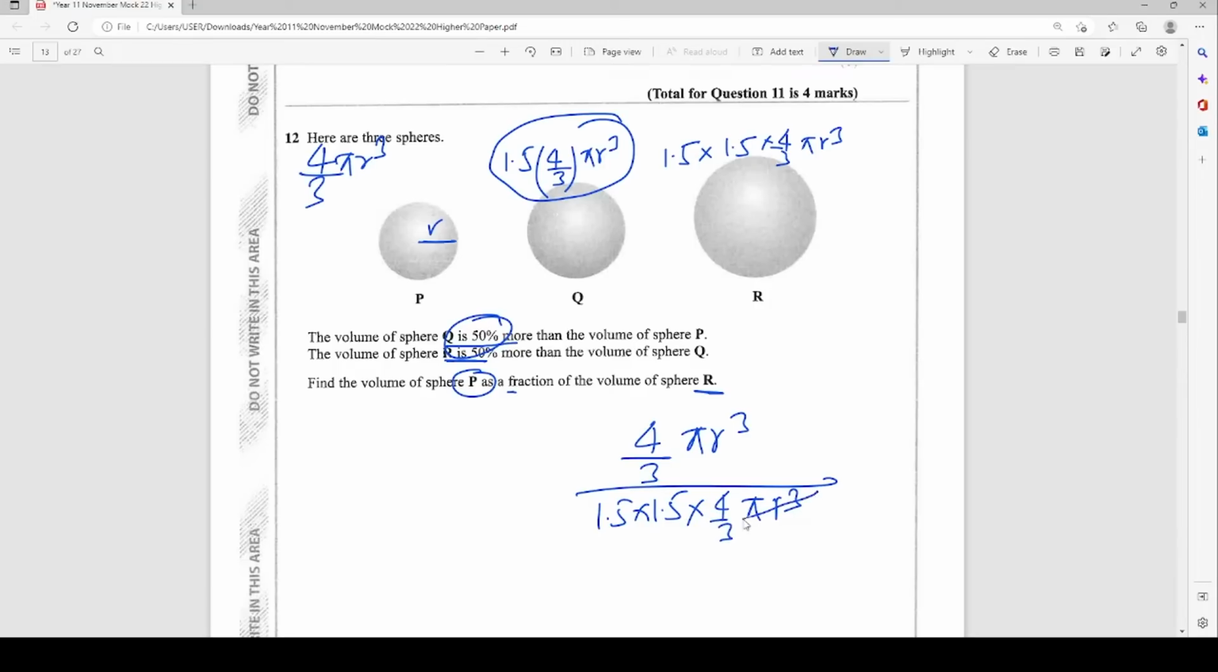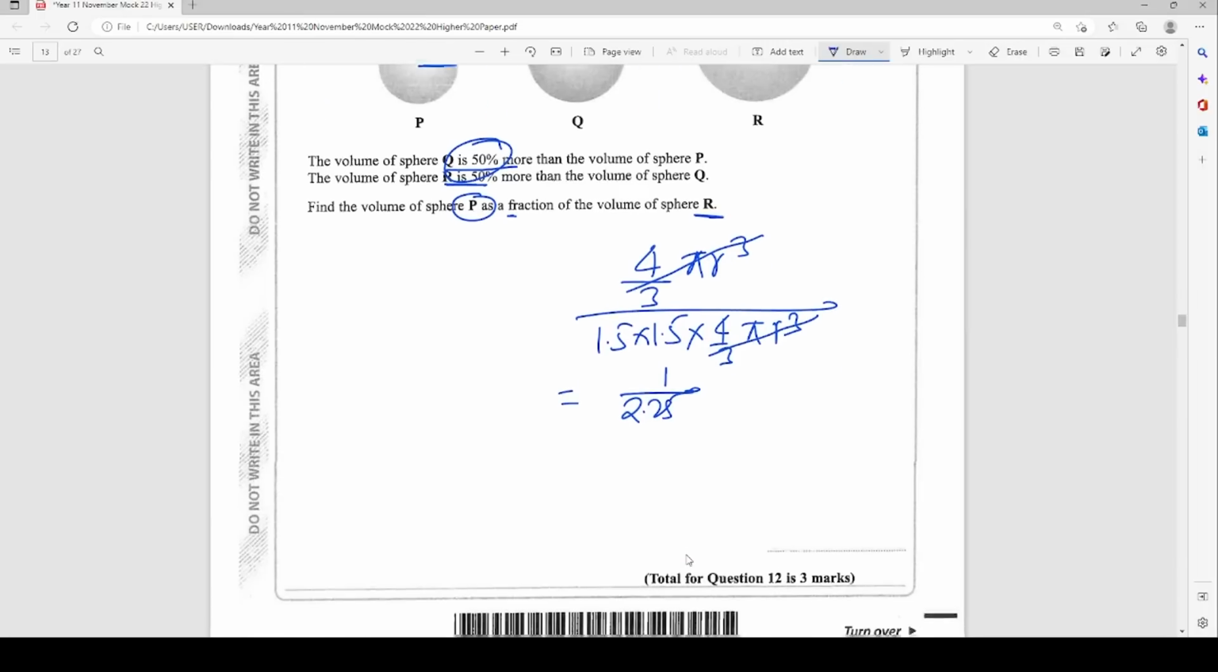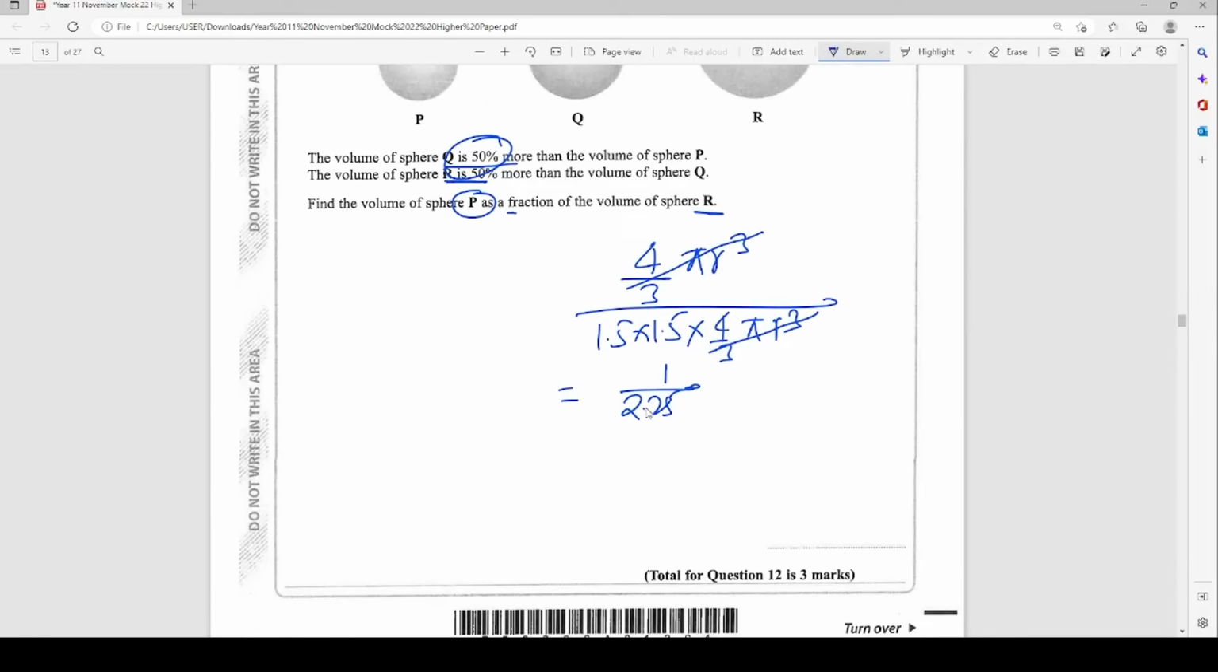So I can easily cancel out these two. 4 by 3 pi r cubed and 4 by 3 pi r cubed is cancelled. I'm left with 1 over 2.25. And if I write it as a fraction, because this is in decimal, to remove the decimal I need to multiply this by 100. I will get 100 divided by 225, and I know exactly I'm going to divide it by 25. So 100 divided by 25 is 4, and 225 divided by 25 is 9. So my answer is 4 over 9.